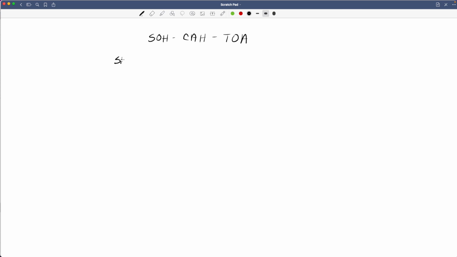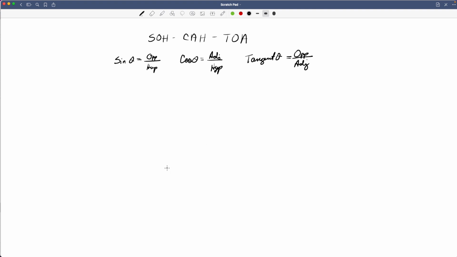So the sine of an angle, which is the S, is equal to the opposite leg divided by the hypotenuse. And remember, these all only apply to right angles. C stands for cosine of an angle, and that's going to be equal to the adjacent divided by the hypotenuse. And TOA stands for the tangent of an angle is equal to the opposite leg divided by the adjacent leg.